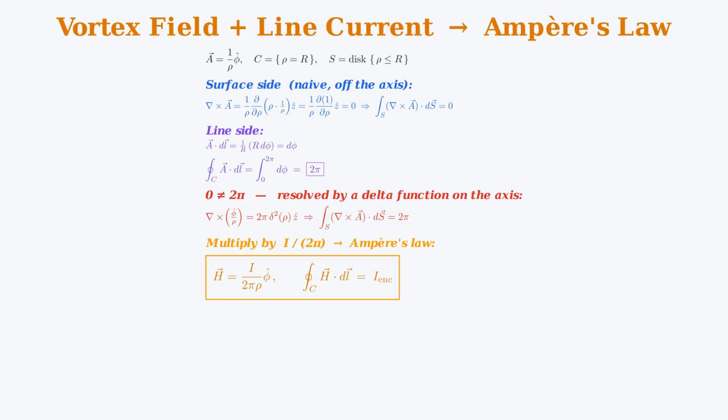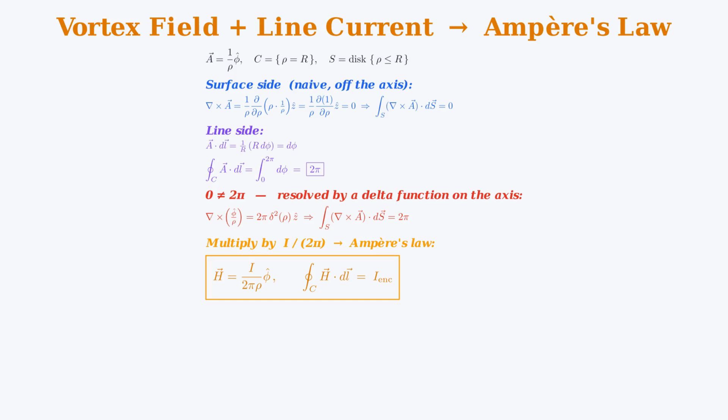Surface side first, naively. For an azimuthal field in cylindrical coordinates, the curl is 1 over rho times the partial derivative with respect to rho of rho times A phi, in the z hat direction. But rho times A phi is rho times 1 over rho, just 1, a constant. Its derivative is 0. So away from the axis, the curl is exactly 0, and the naive surface integral gives 0. Hold that.